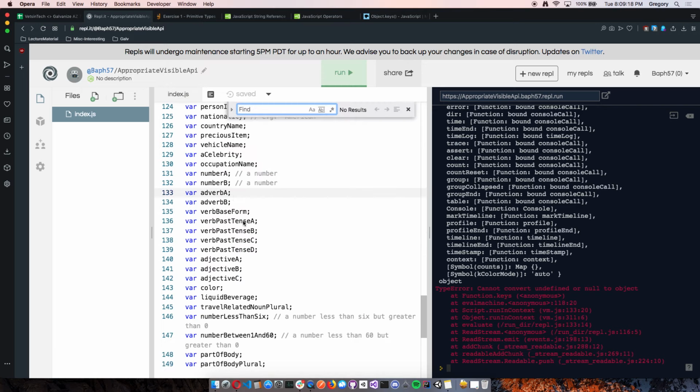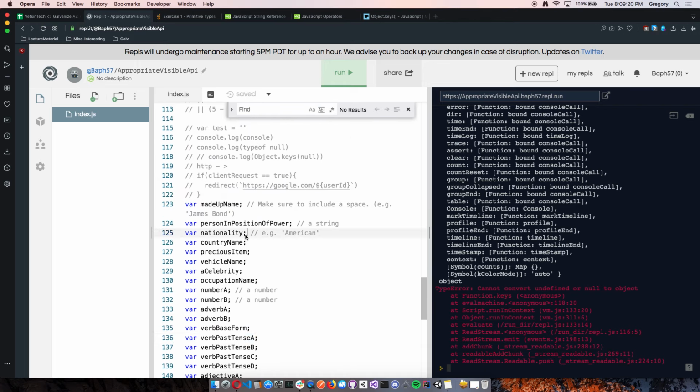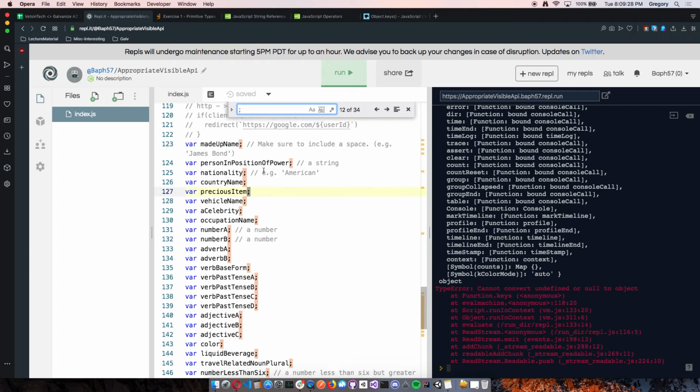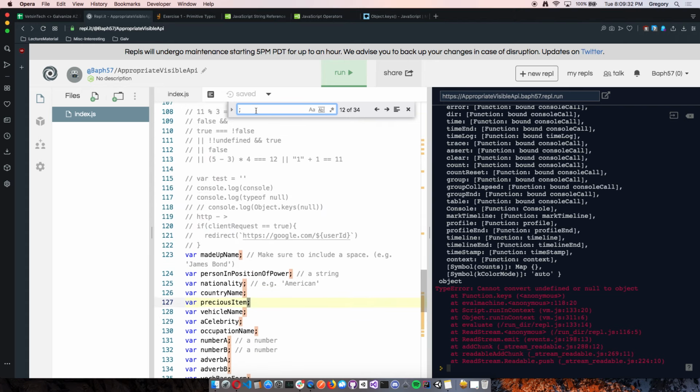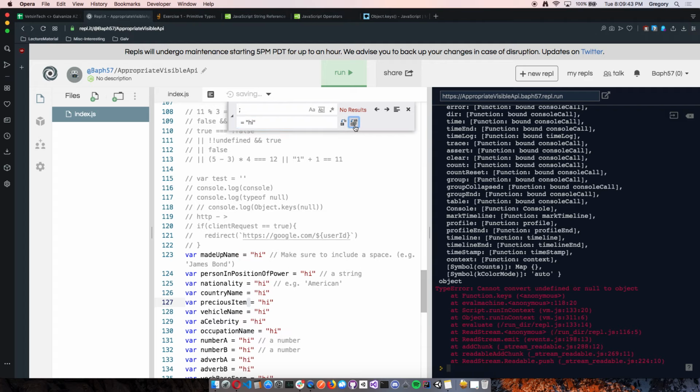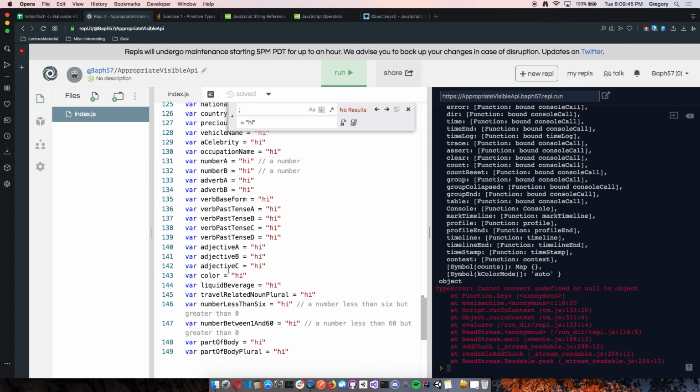Do control find. And now I know every single one of these ends with a semicolon. So what I can do is find semicolon. All of a sudden, all these are highlighted. I never showed you guys how to do this, by the way. We drop this down, and then we replace it with a space equals high. And then we click replace all, and now we finish the challenge.